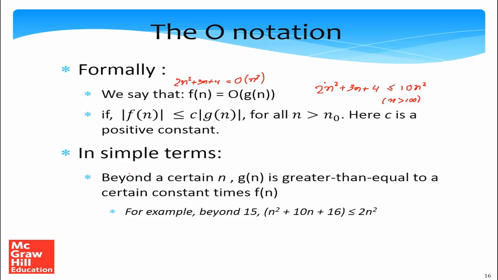So let's look at another example. In simple terms, what we are saying is that beyond a certain value of n, g(n) is greater than or equal to a certain constant times f(n). For example, beyond 15, n square plus 10n plus 16 is less than or equal to 2n square. So in this case, we can say n0 is equal to 15 and c is equal to 2.